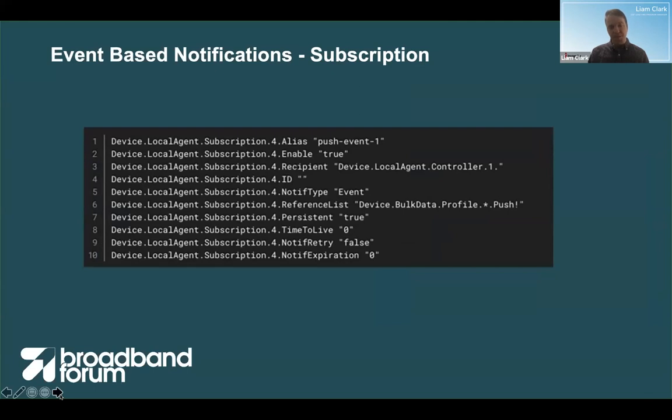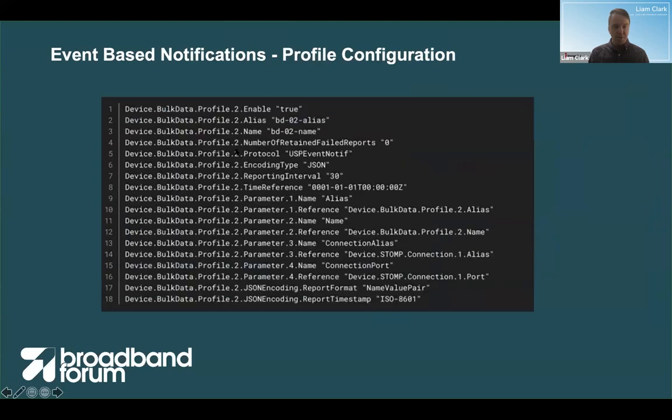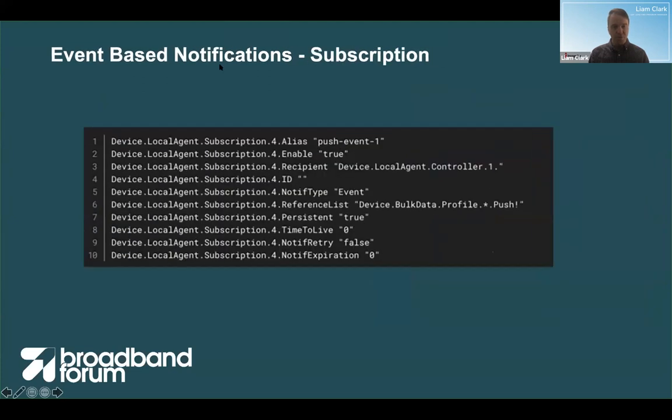Next is something that not many people realize. In addition to configuring the bulk data profile itself, you also need to add a subscription, because what we want to do is have a subscription set for an event type, specifically for bulk data profile push events, for those to be sent to the controller that you have defined. So that would be your MQTT or STOMP controller that's already defined on your OB-USP agent.